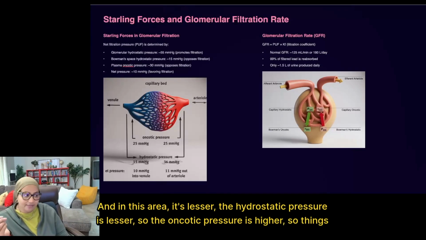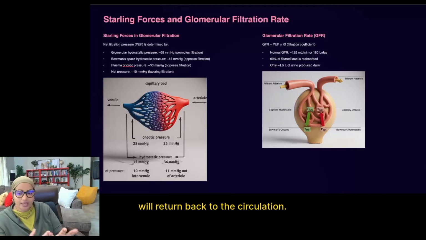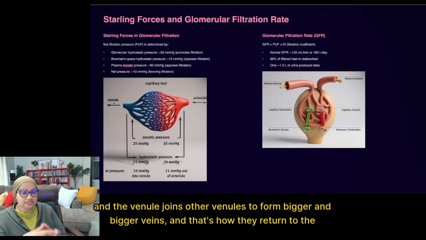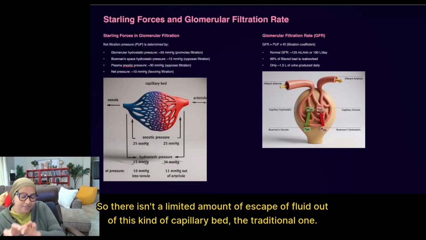And in this area, the hydrostatic pressure is lesser, so the oncotic pressure is higher, so things will return back to the circulation. It increases gradually, collecting all the fluid that escaped the vascular system back into the venule, and the venule joins other venules to form bigger and bigger veins, and that's how the fluid returns to the circulation. So there is a limited amount of escape of fluid out of this traditional kind of capillary bed.